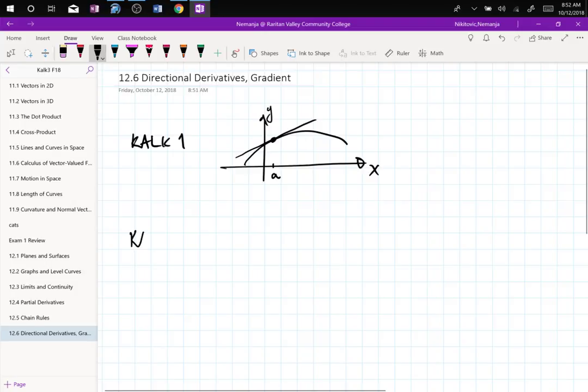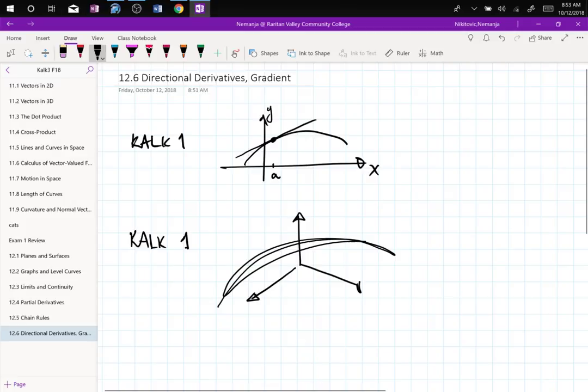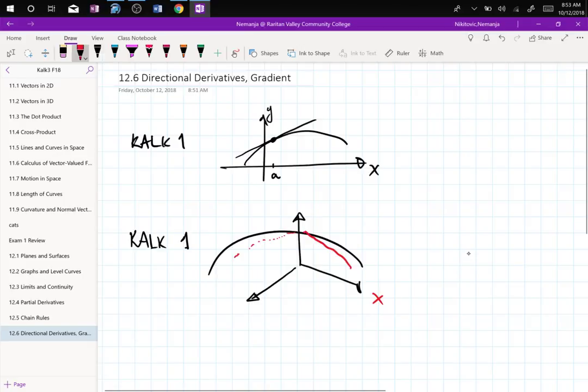Then we move to Calc 3 with the partial derivatives, and we had some kind of a surface in there, and then we took partial derivatives. That was f_x, or partial f partial x.